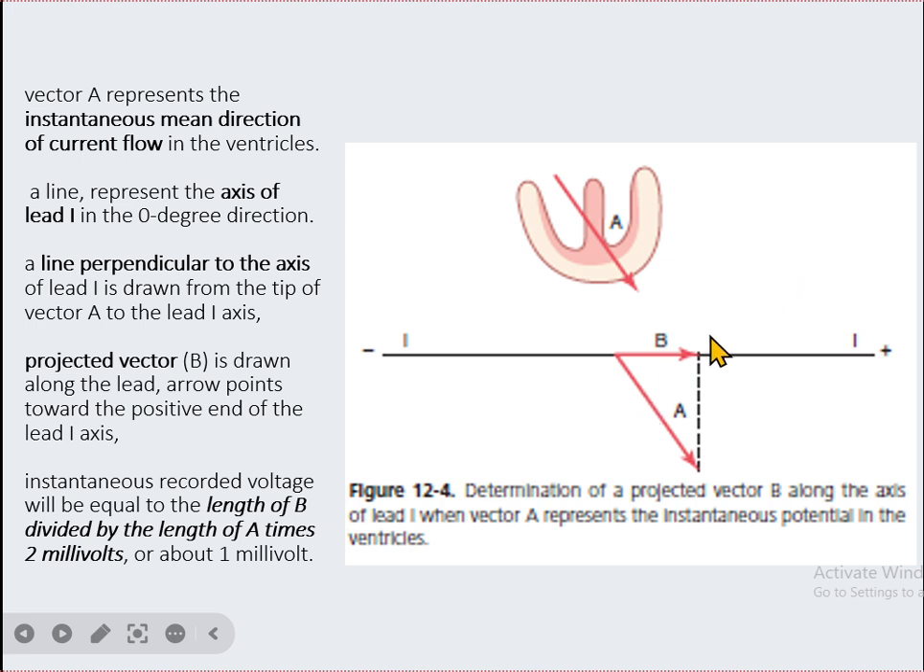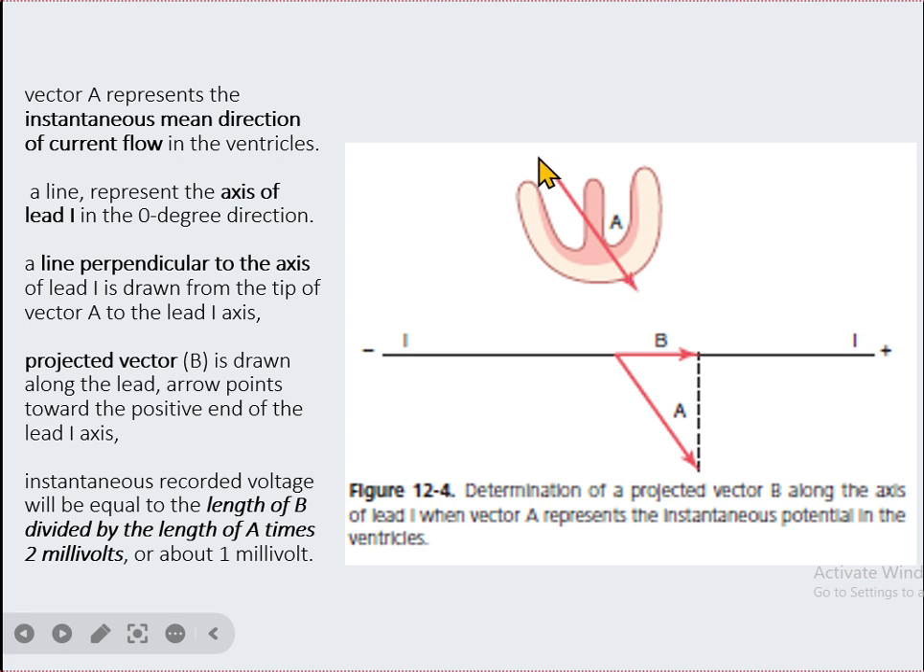If I have a lead whereby our mean vector is moving almost in the same direction as that lead, it will record the highest voltage. That is why lead 2 has waves with high amplitude. Why? Because lead 2 is in the direction of this mean vector of the heart. I don't know if you are getting that. What does it mean?